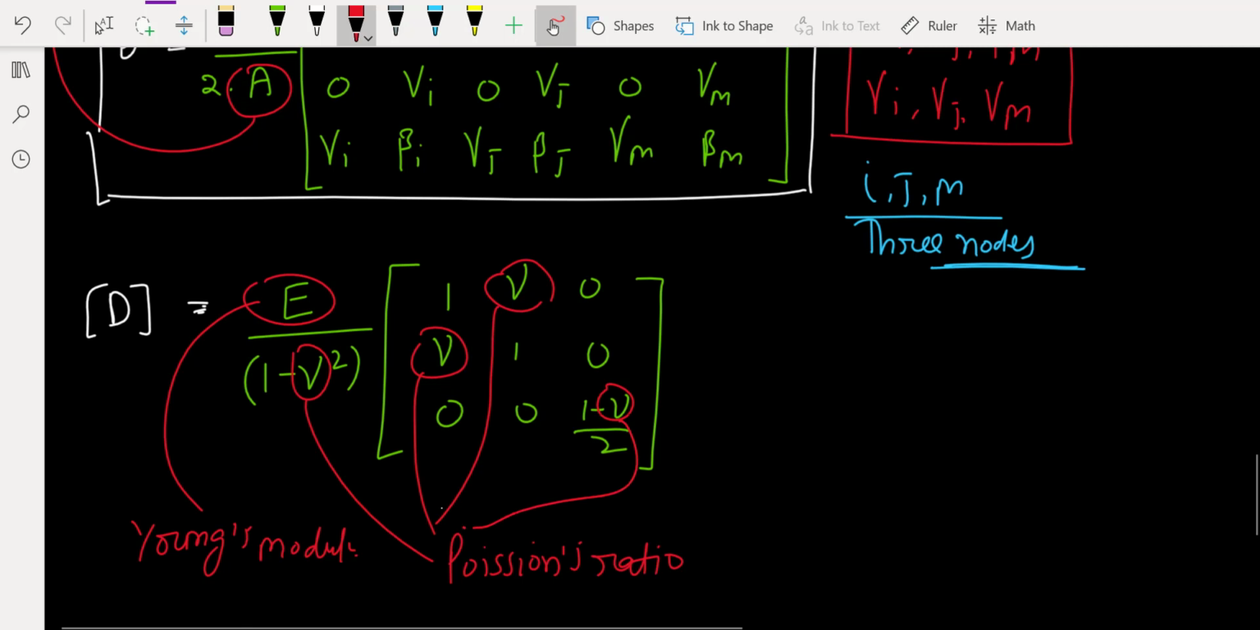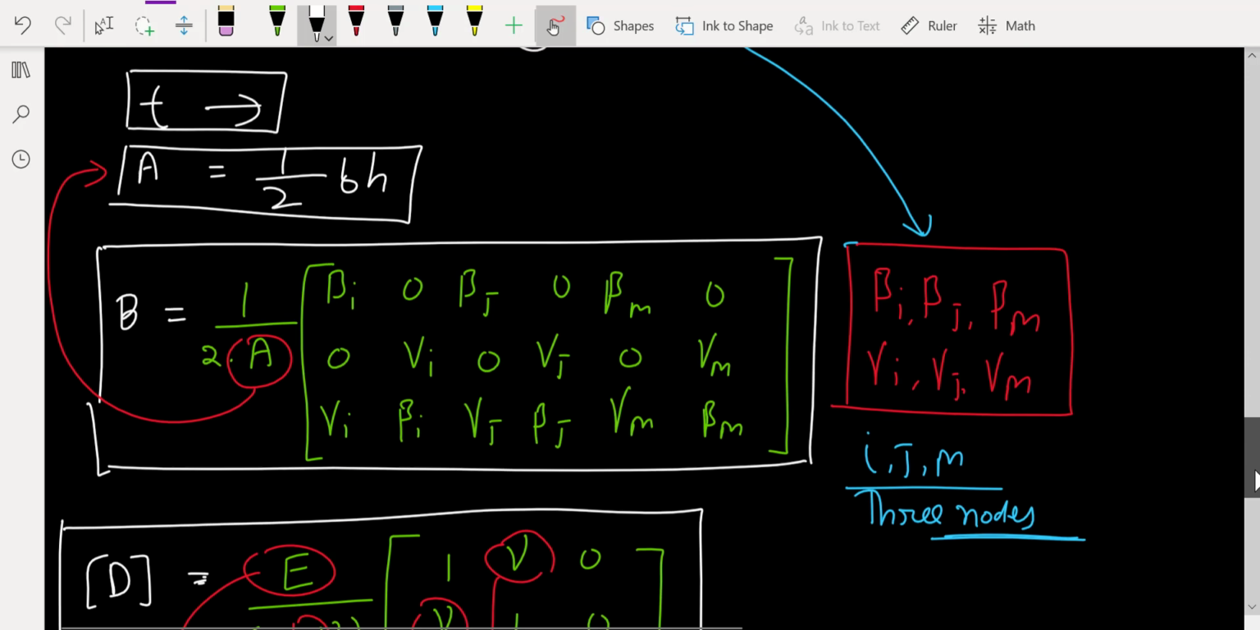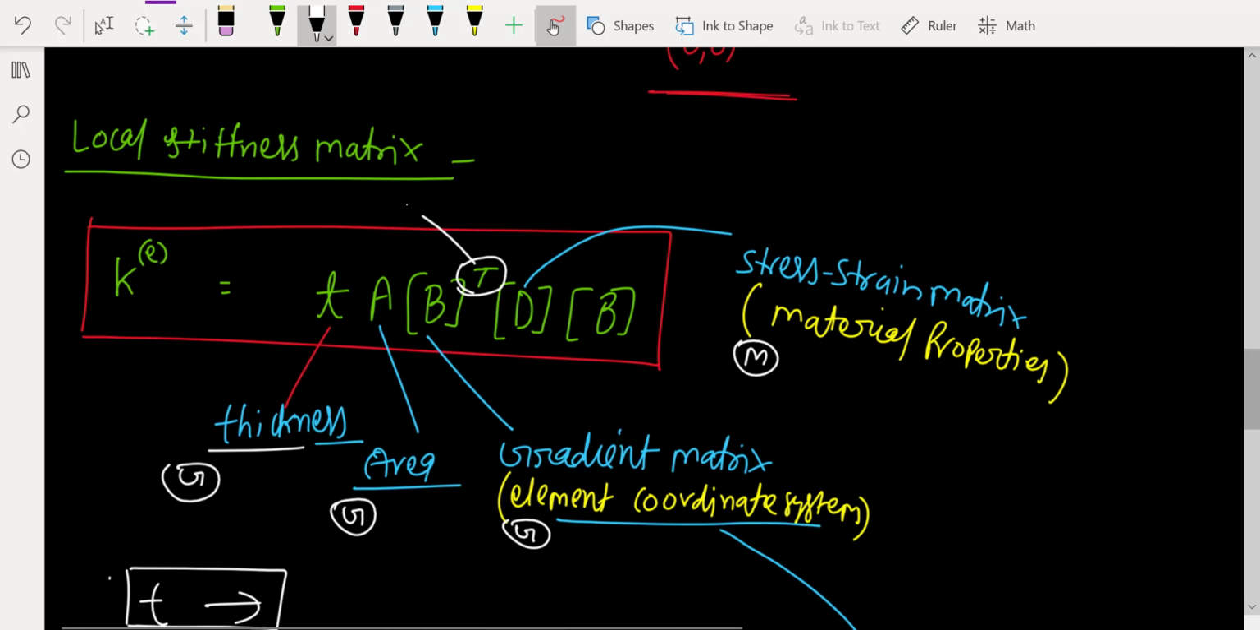Okay, so you have this. If we go a little bit to the top, basically we have T, this expression, A, the cross section area, and then B. You can find out this is the transpose, nothing magical, it's only the transpose of that matrix. This is the transpose.